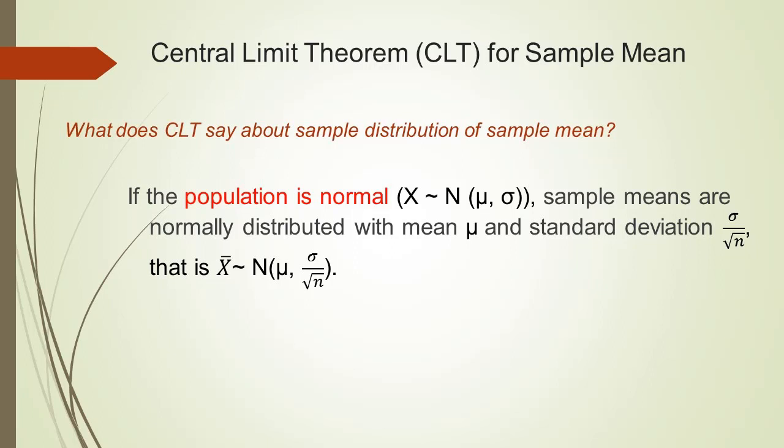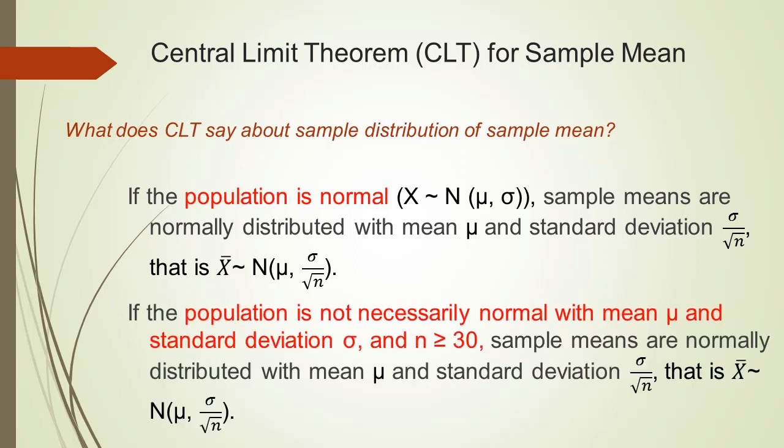First, if we know the population is normal with mean mu and standard deviation sigma, sample means would also follow a normal distribution with mean mu and standard deviation sigma divided by square root of sample size. The second part of the theorem is that if the distribution is not normal, or we are uncertain whether it is normal or not, with a mean mu and a standard deviation sigma, and the sample size is at least 30, the sample means would also follow a normal distribution with mean mu and standard deviation sigma divided by the square root of sample size.